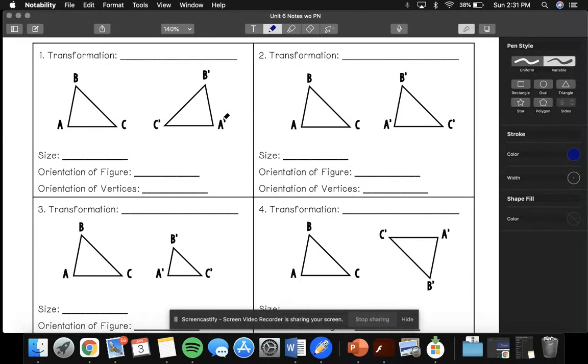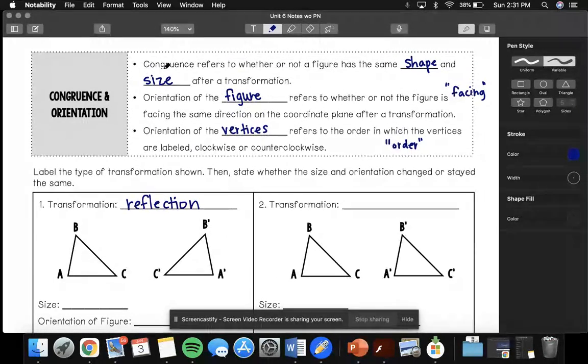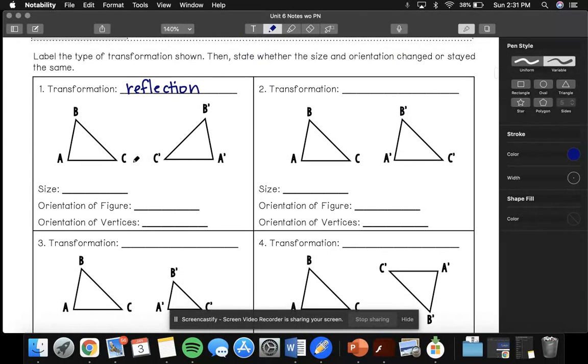Okay, so if I just think about what happened, I can look at one vertex, and I see that it's on the left side, and it looks like it just flips over to A prime being on the right side. So when I think of flipping over, I think of a reflection. Okay. So now it asks the size. Basically it's asking us, is this congruent? Is this the same shape? Is this still a triangle? Yes. Is it the same size? Yes. So it is congruent.